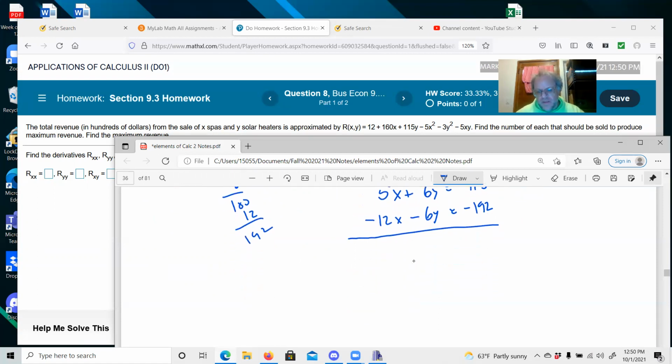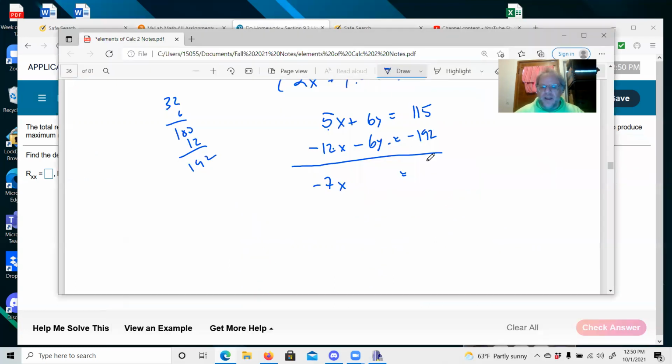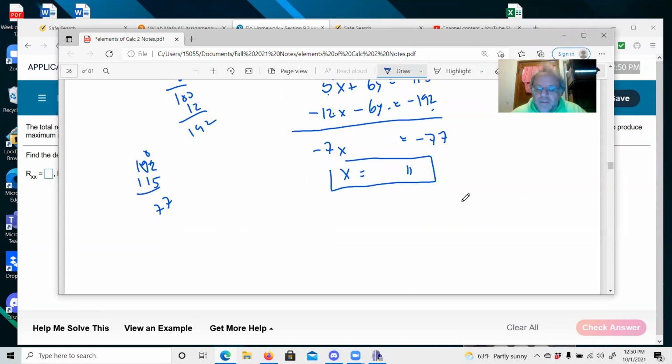Add. Negative 12 plus 5, negative 7x. This one's 0, right? And then we have negative 192 plus 115, that's negative 77. Negative, because 192 is bigger. X is equal to 11. Oh, sorry about that. If you were sleeping to this, I'm sorry I woke you up.